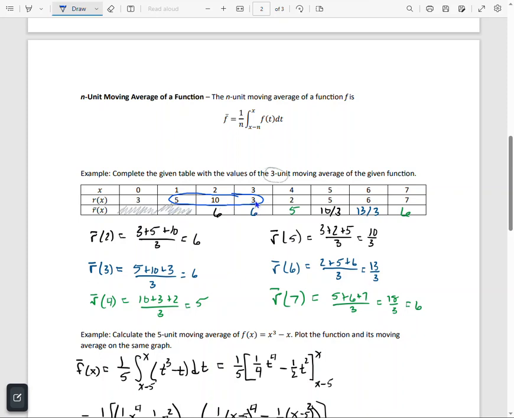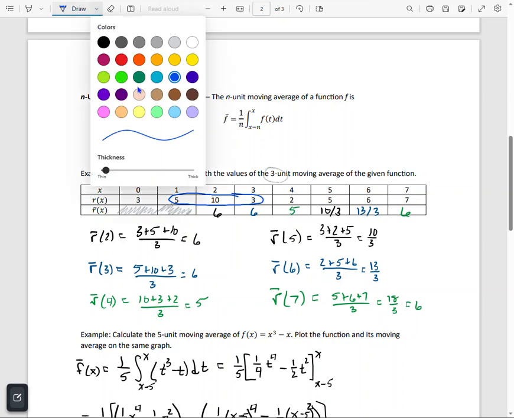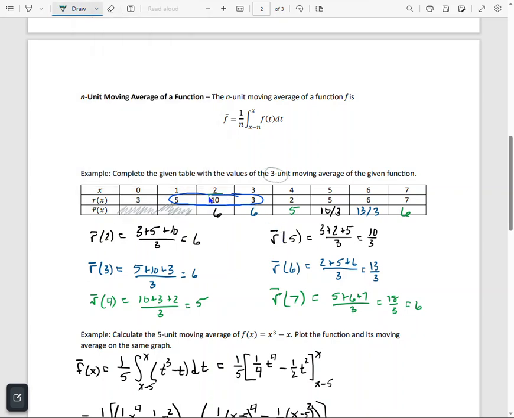5, 10, and 3 add up to give me 18. Divided by 3 is 6. And then I'll use these 3 values: 10, 3, and 2. That's 15. 15 divided by 3 is 5. Notice the most recent 3 each time is what I'm adding up. 5 and 5 makes 10. 10 divided by 3 is 10/3. So our moving average shows us how the average goes along with every 3 units.